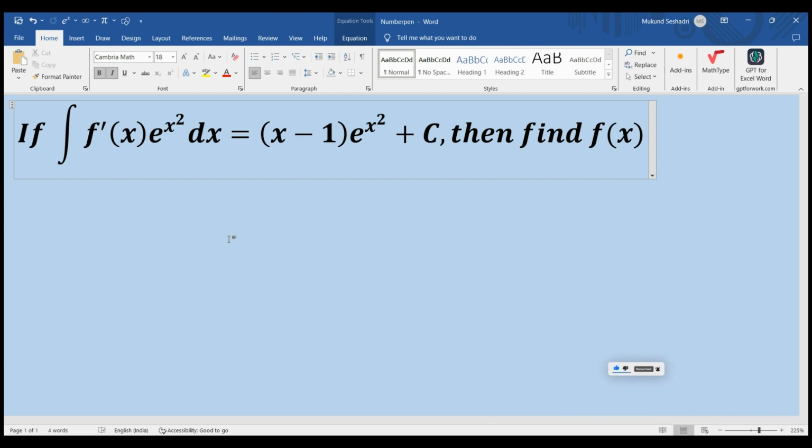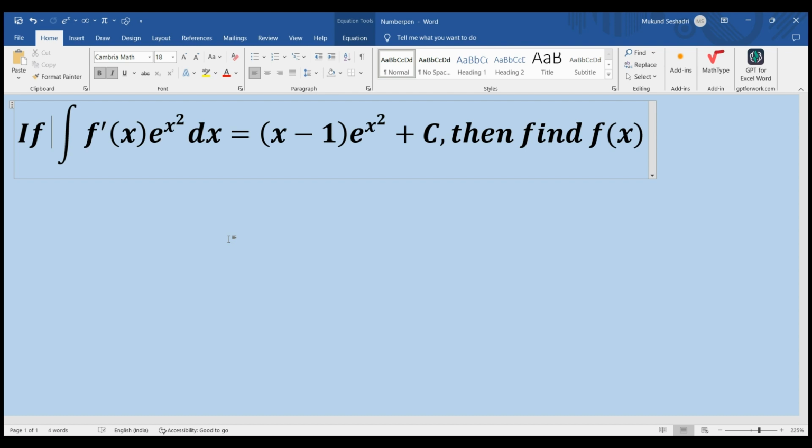f of x, and I noticed that f dashed of x is a part of the integral, right? So this problem I had posted it as a quiz under the post section of my channel, and I thought in this video we will spend a few minutes trying to understand how to go about solving this problem. This is a very interesting problem.